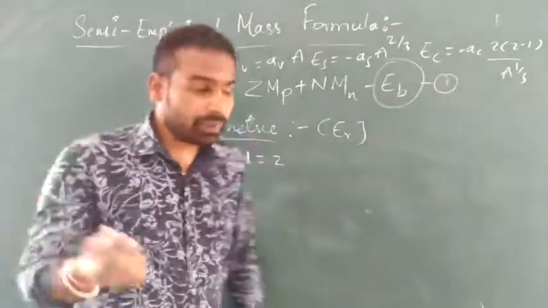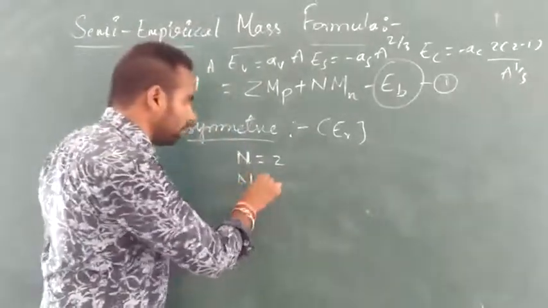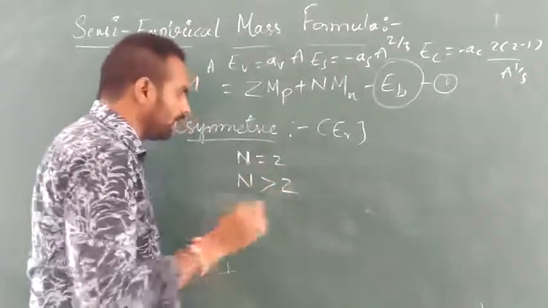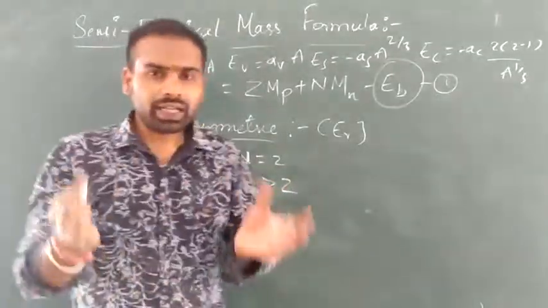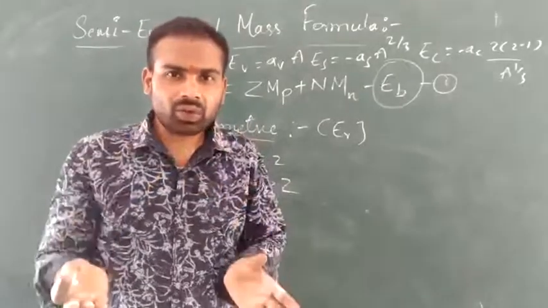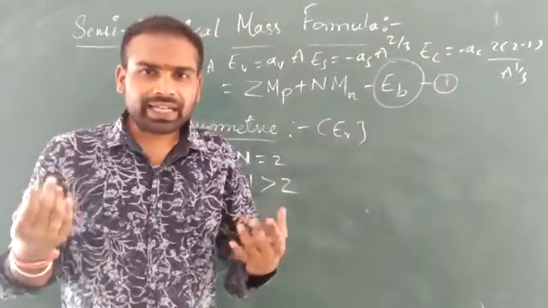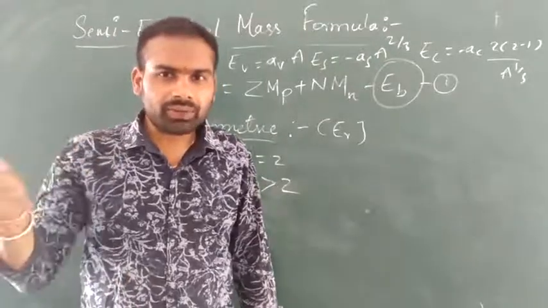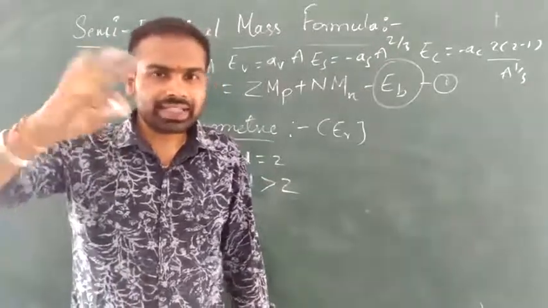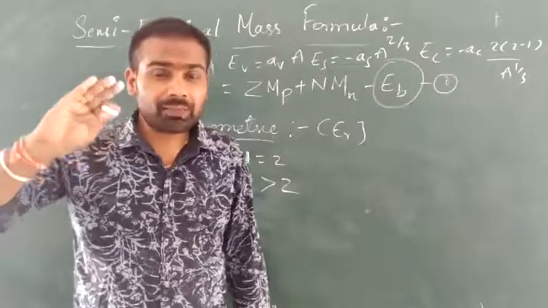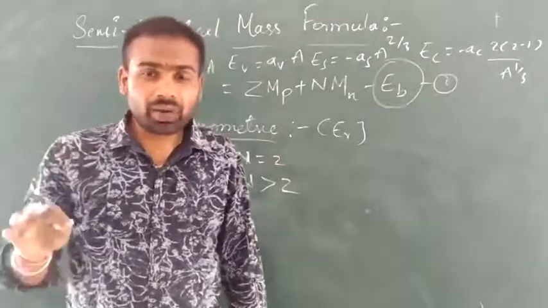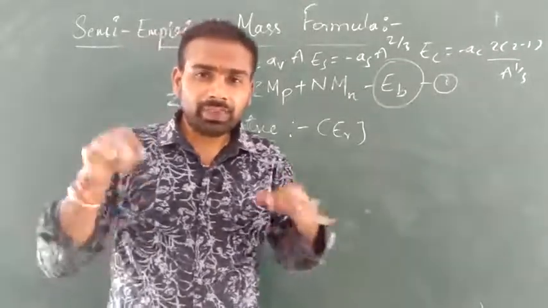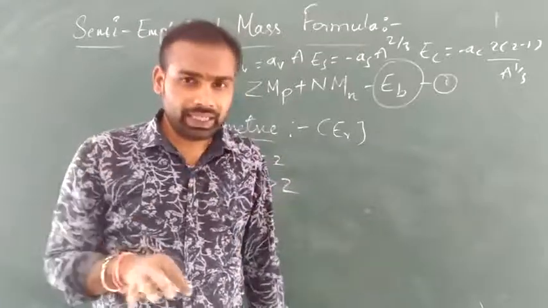If the number of neutrons is greater than the number of protons, then what happens? Automatically the stability of the nucleus will decrease. The binding energy will decrease, isn't it? If the number of protons is equal to the number of neutrons, then the nucleus is stable. If the number of neutrons is more than the number of protons, the stability of the nucleus will decrease and the binding energy will decrease.